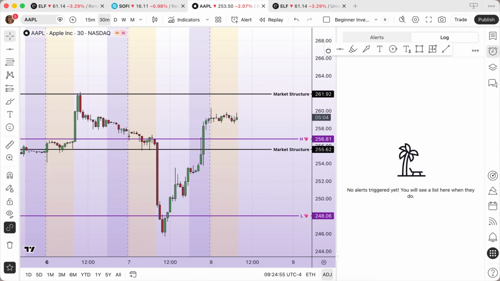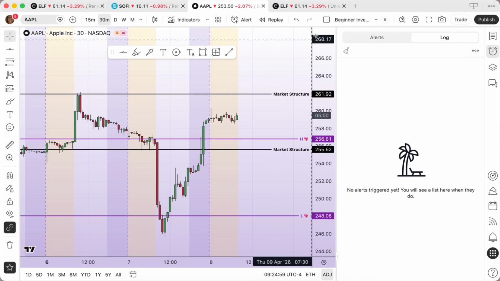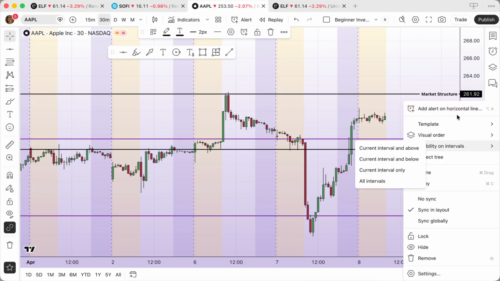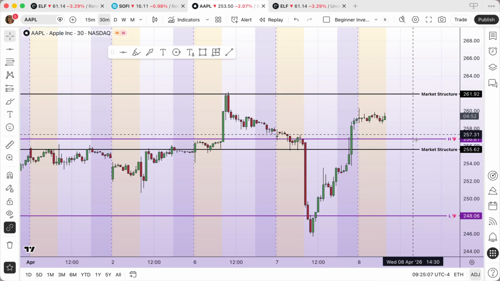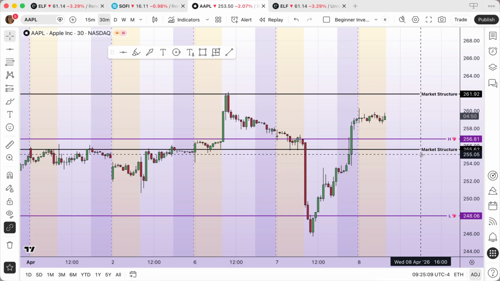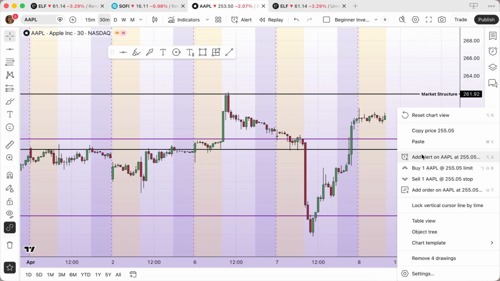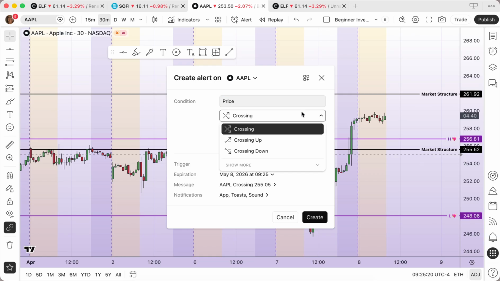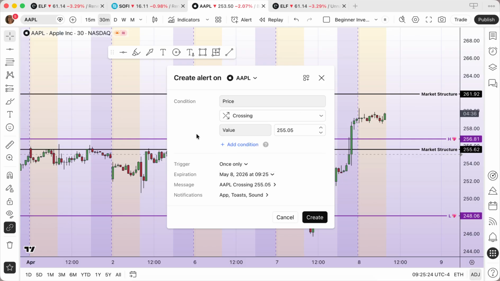And move over here to my drawing tools. Let's see how I want to show you this. All right, let's click over the area we want and right click, and you can add an alert. It's close to market structure, so I'm going to add it next to it. Let's say it drops below market structure at 255. You can add an alert for Apple and set the condition, whether it's crossing up or crossing down. I just say if it crosses this area, let me know.